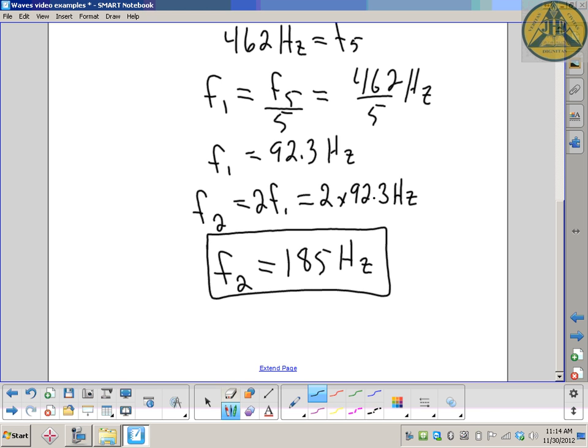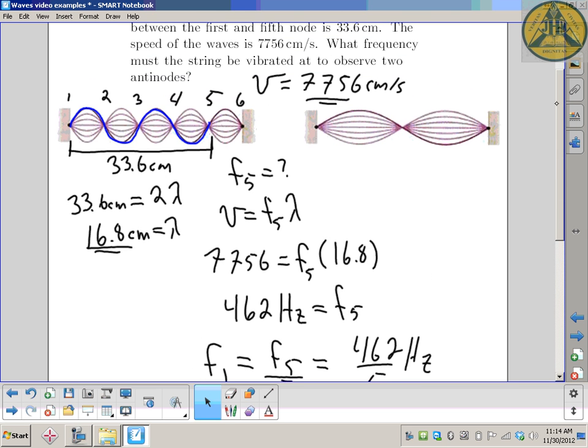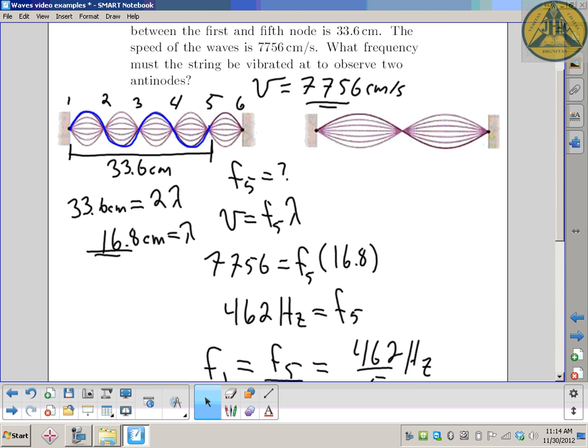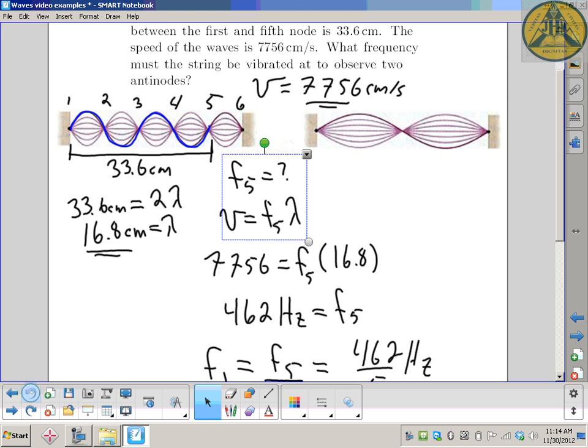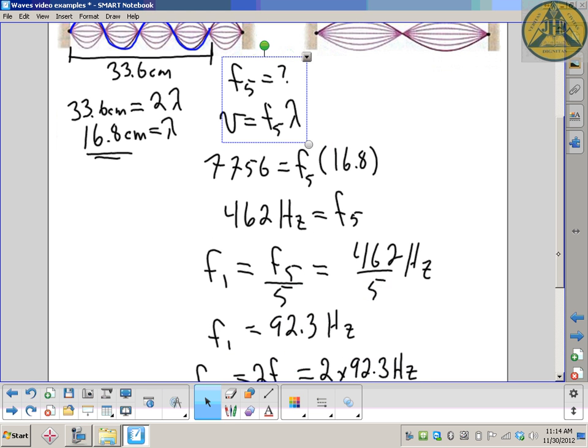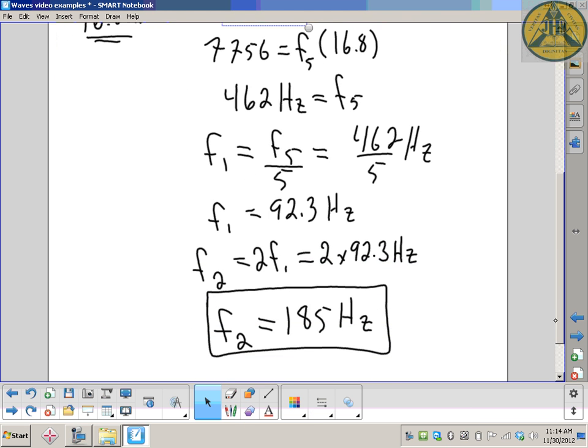Again, the frequency work at the end is probably a little more confusing than it has to be. Please go through it very carefully. You find the wavelength, and then using the speed and wavelength formula, you figure out the frequency to see 5 antinodes. Then work backwards to get the frequency to see 1, and then work forwards, so you double that to get the frequency to see 2.